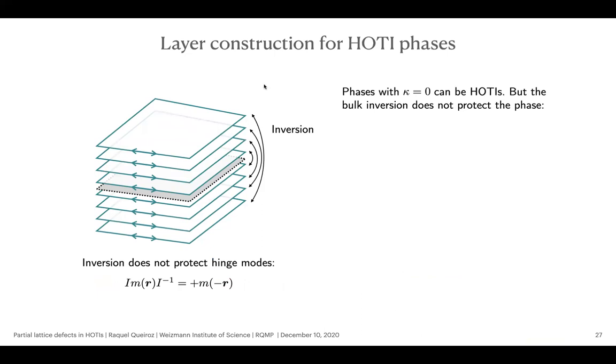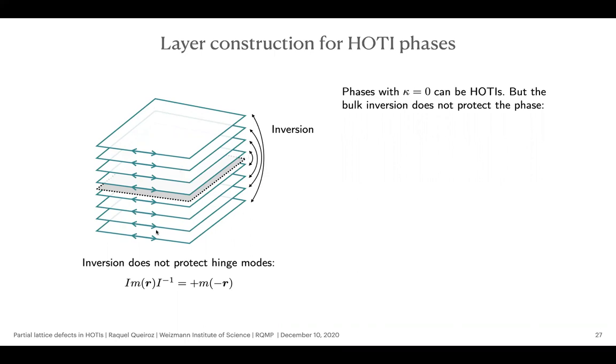Now it can be a little bit confusing when you look at the literature of higher order topological insulator phases, because a general definition is as well a three-dimensional system that has a one-dimensional mode. So there are different possibilities of having those modes, even though they're not protected by the bulk symmetry. For example, something with kappa equals zero means that it would not be protected by the bulk inversion.